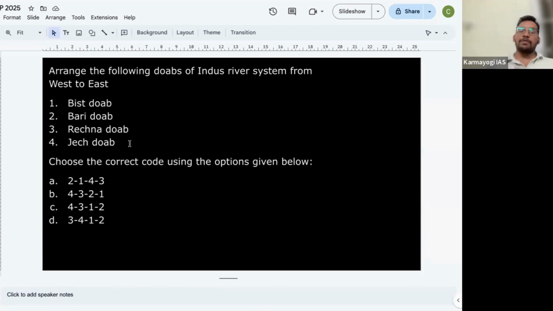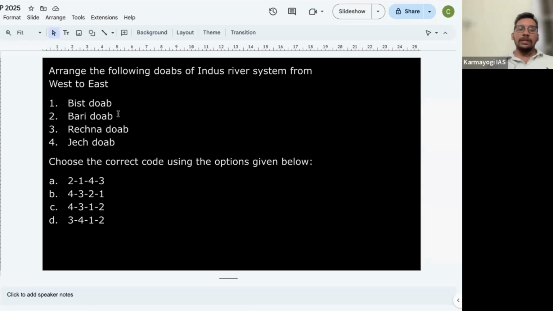A similar type of question was asked in 2024 prelims from the Ganga river system. They had given four rivers and asked from west to east. Now UPSC is going like a state PSC exam by asking a little bit detailed facts as well. So you should be aware of it. Now we have been given four Doabs: Bist Doab, Bari Doab, Rachna Doab, and Jech Doab. So we need to arrange them from west to east.